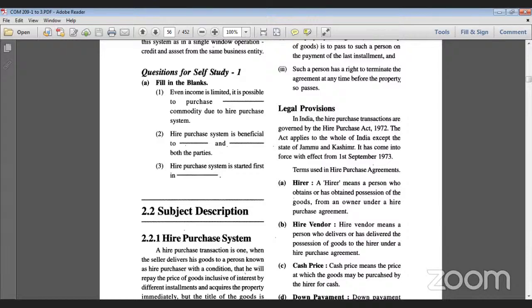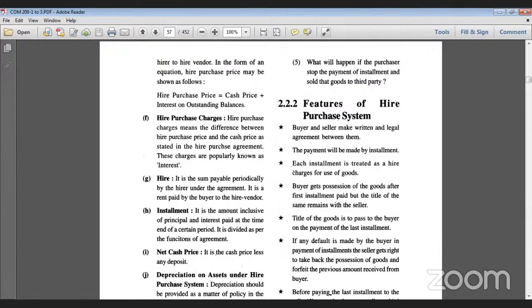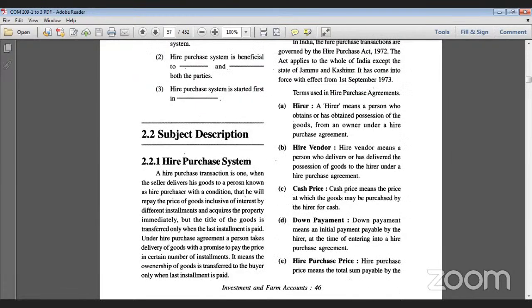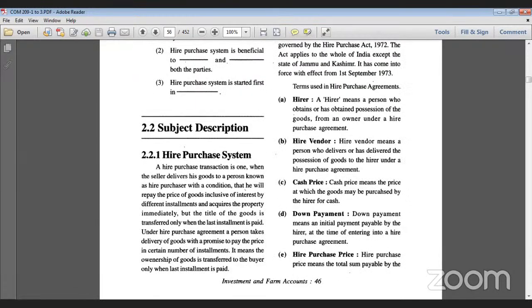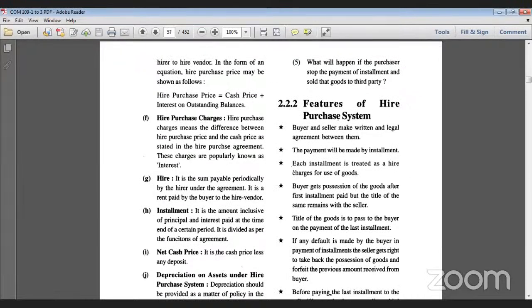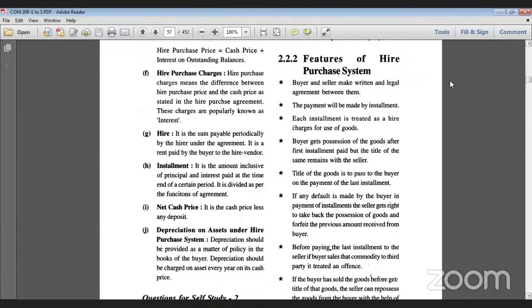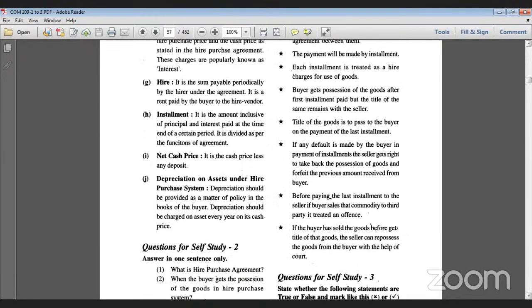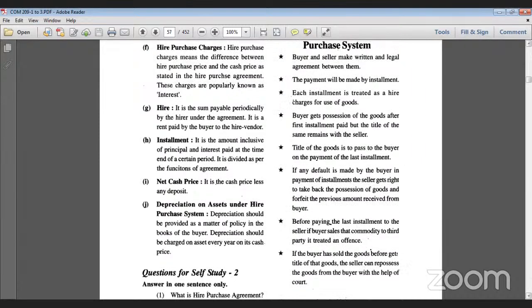The items are: cash price, down payment, hire purchase price, hire purchase charges, hire installment, net price, and depreciation on asset of the hire purchase system. So these items we will be calculating for this hire purchase system.